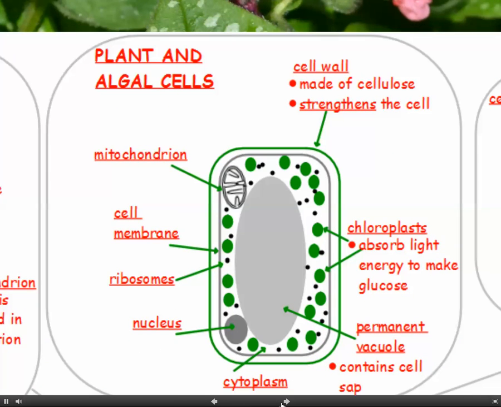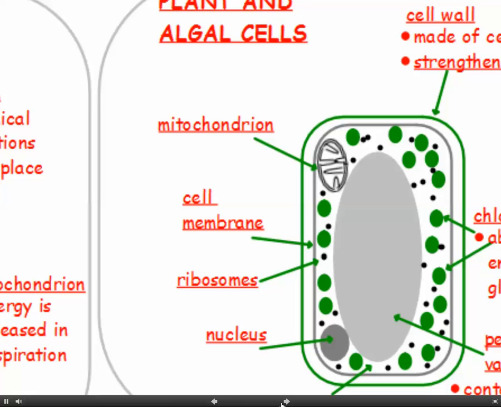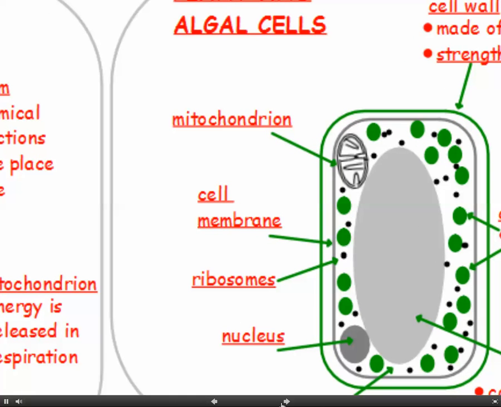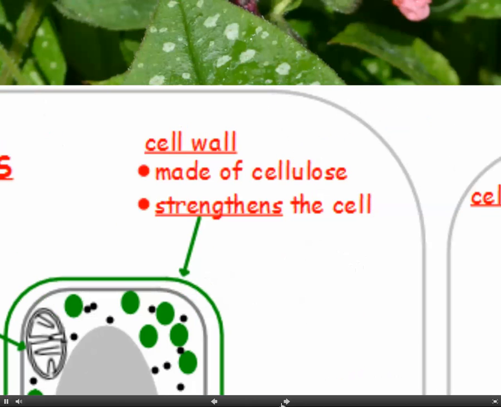Plant and algal cells. Now we came across algae in Unit 1, didn't we? They're microscopic photosynthesizing organisms, so they have a lot of characteristics in common with plant cells. You'll see they have mitochondria, cell membrane, ribosomes, nucleus, and cytoplasm, the same as human and animal cells. But they also have a cell wall.